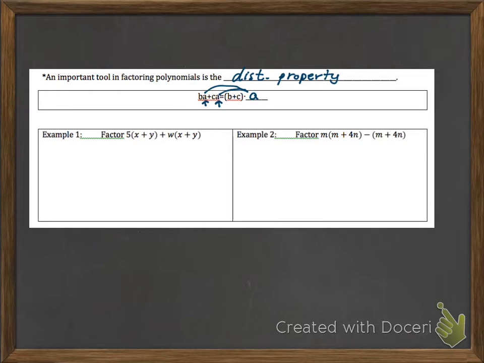And we see in example 1, we have that same kind of thing. It's just more than one term. That common factor is x plus y. So looking at that x plus y as like the a in that previous example, we can take that 5 plus w as the one quantity, that's like the b plus c, and we are pulling out that common factor of x plus y.